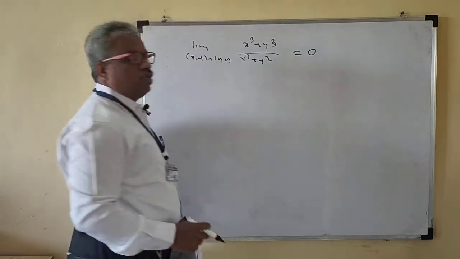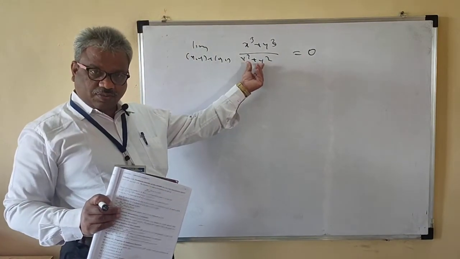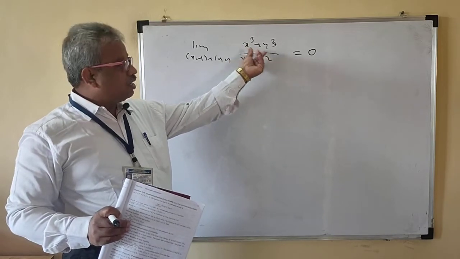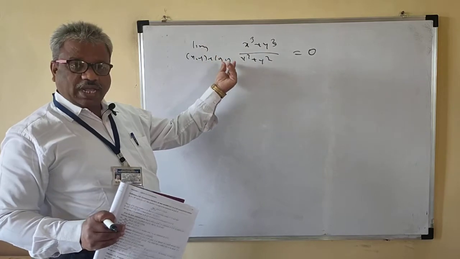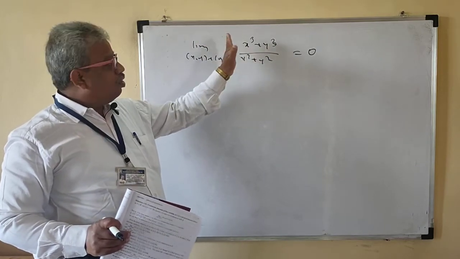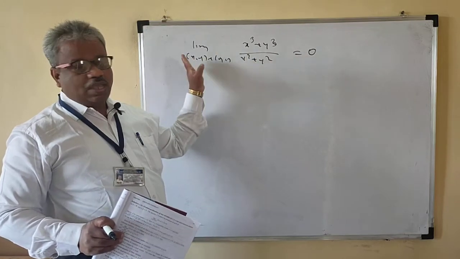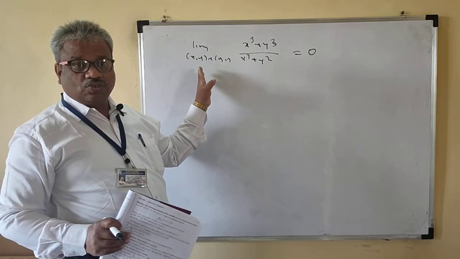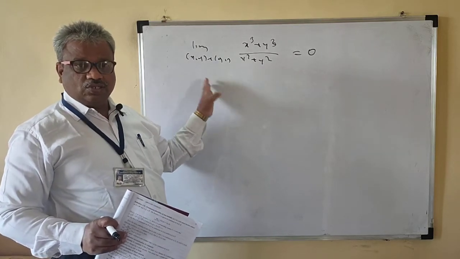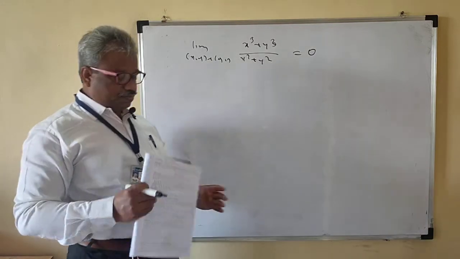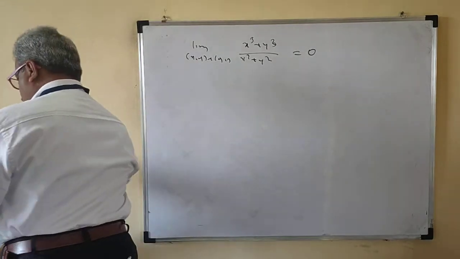If you put x is equal to r cos theta, the denominator will be r square. This is r cube cos cube theta plus r cube sin cube theta, r cube will be common, then r cube upon r square leaves one r. r into cos cube theta plus sin cube theta is there. But this limit will be, r tends to 0, r times cos cube theta plus sin cube theta. Your r is there, 0 into anything is 0. So the limit as xy tends to 0 is 0.